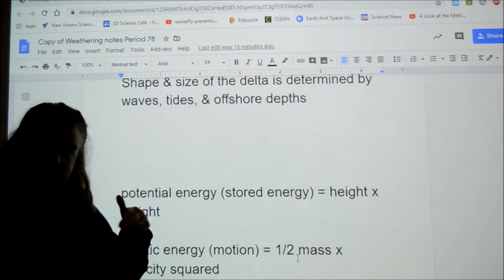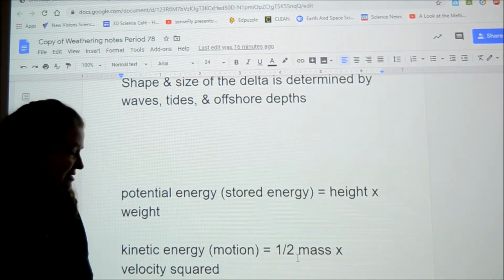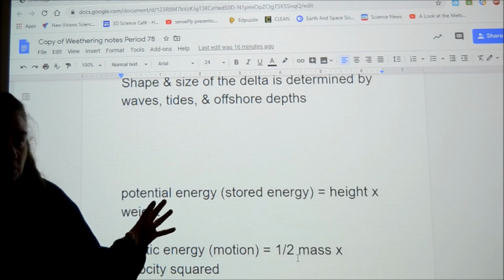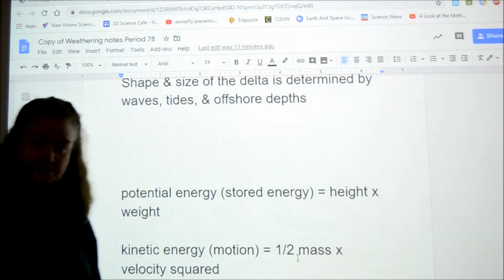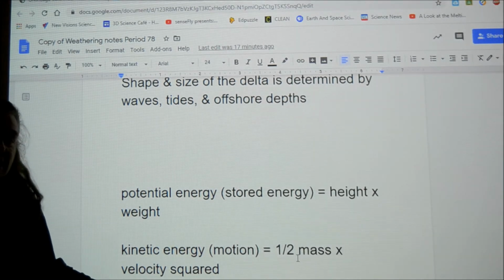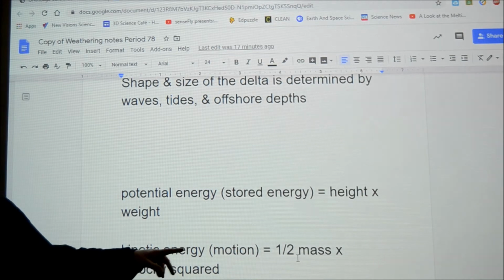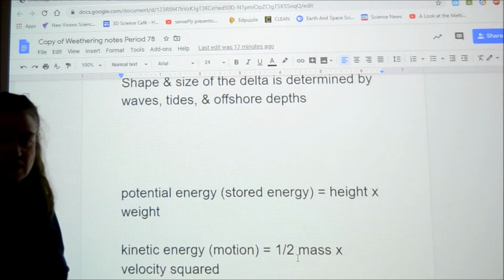I need you going back to 8th grade science. Potential energy. Remember, potential energy is stored: weight times height. Kinetic energy, energy of motion. It's got to be moving. Half the mass times the velocity squared.